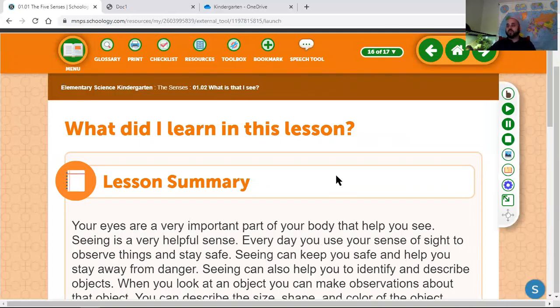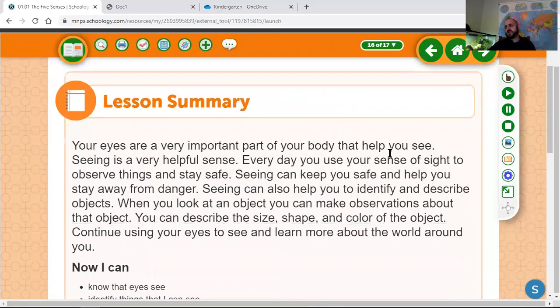Lesson summary. What did we learn this lesson? Your eyes are a very important part of your body that help you see. Seeing is a very helpful sense. Every day you use your sense of sight to observe things and stay safe. Seeing can keep you safe and help you stay away from danger.